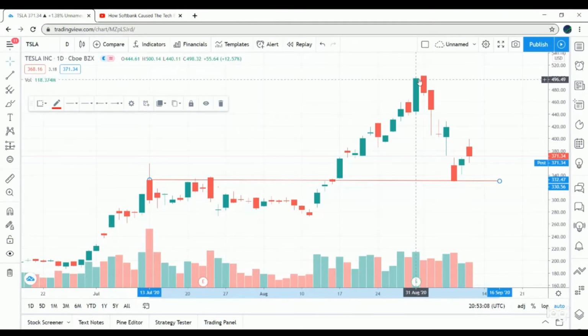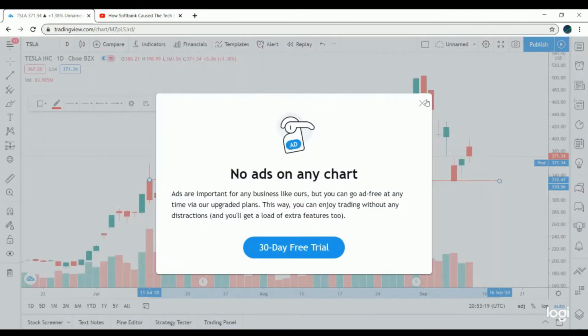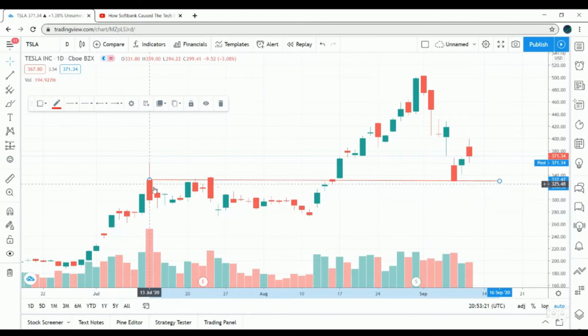So support is a point that is lower than the current stock price, right? Current stock price is around here. This is quite a bit lower than here, right? That historically the stock couldn't get past. And as you can see, that was the case here, because multiple times it tried to go higher than this point and it couldn't, correct?